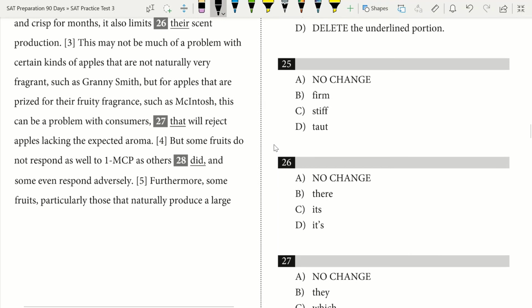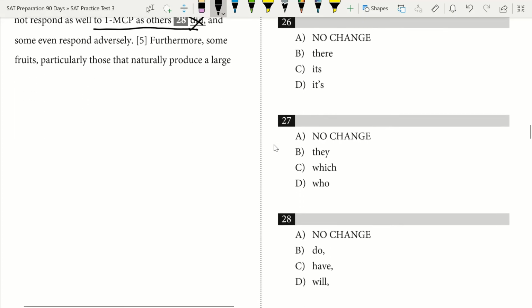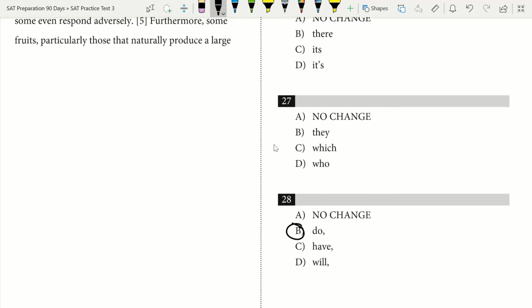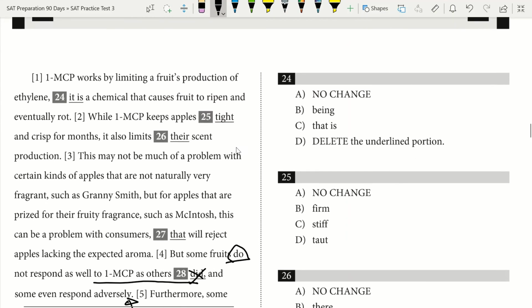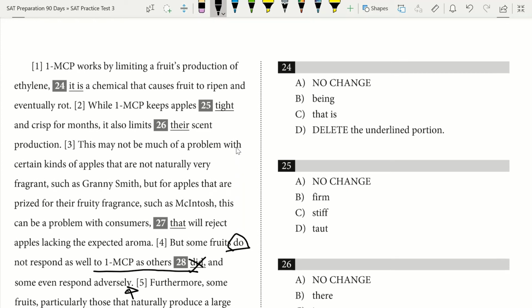It says, but some fruits do not respond as well to 1-MCP as others do. Okay, that one I have to match "do" there. So I can go ahead and answer that. So that's going to be answer choice B for 28. And some even respond adversely. So I want to talk about adverse responses coming after sentence 4. And then I want to talk about fruits that do respond well before it. Okay, so I have 1-MCP works by limiting a fruit's production of ethylene. Ethylene, I want to just say a chemical because it's describing ethylene, so I want to get rid of the word "it is", delete the underlined portion for 24, so that's D.